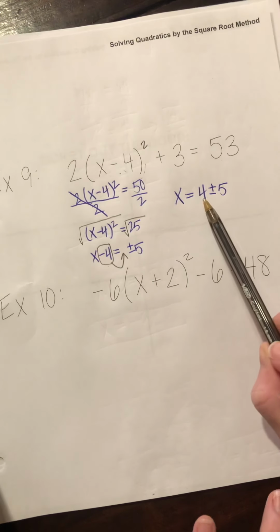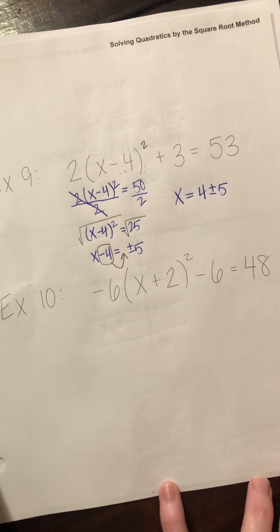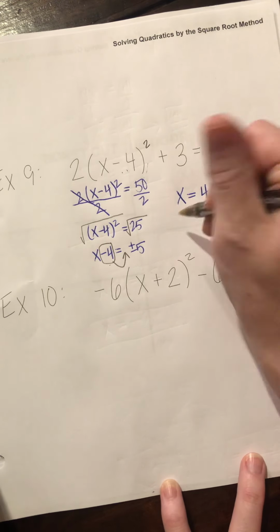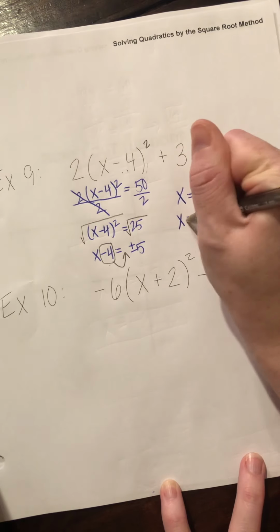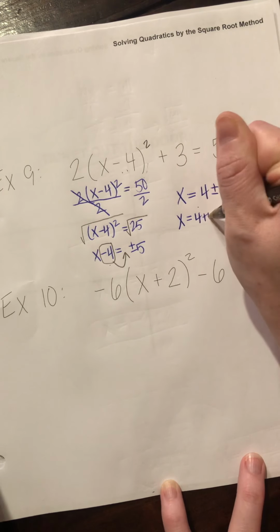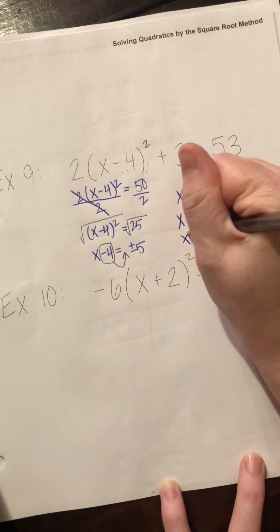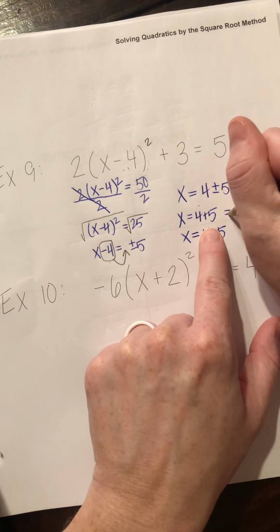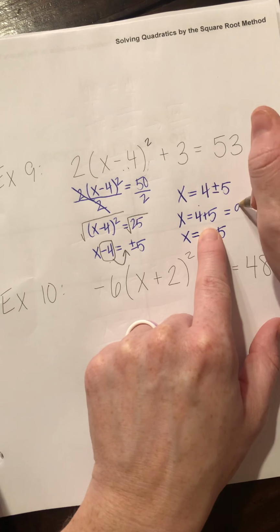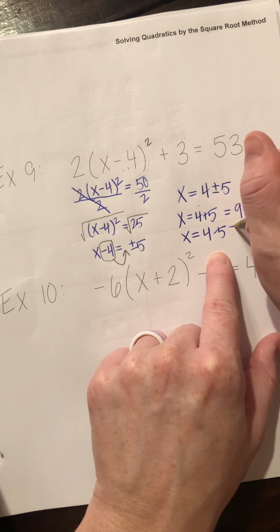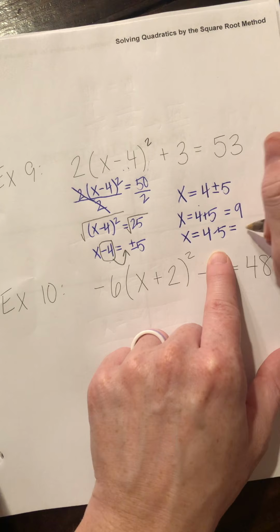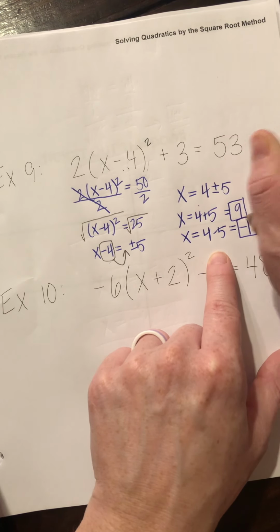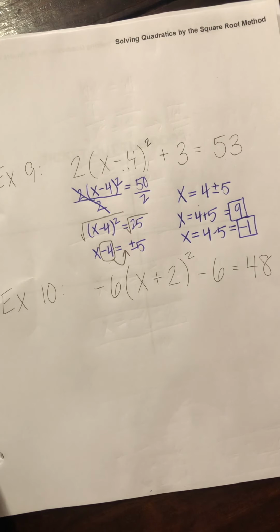Now, call me crazy, but I can add 4 and 5, and I can subtract 4 and 5. So this right here, I've got two situations. I have x equals 4 plus 5, and I have x equals 4 minus 5. What is 4 plus 5? 9. And what is 4 minus 5? Negative 1. These two numbers are my solutions.